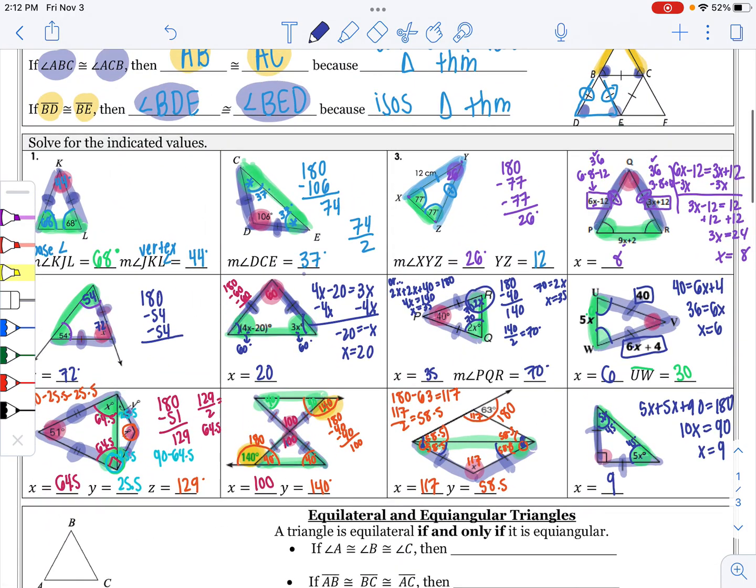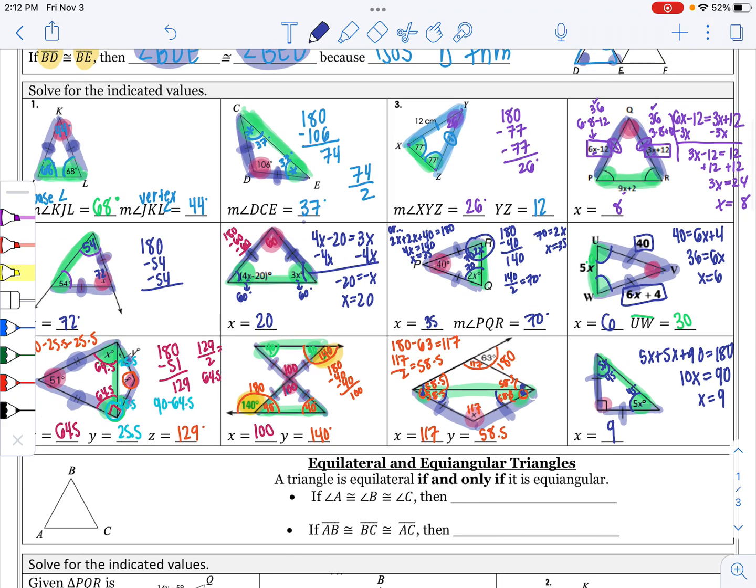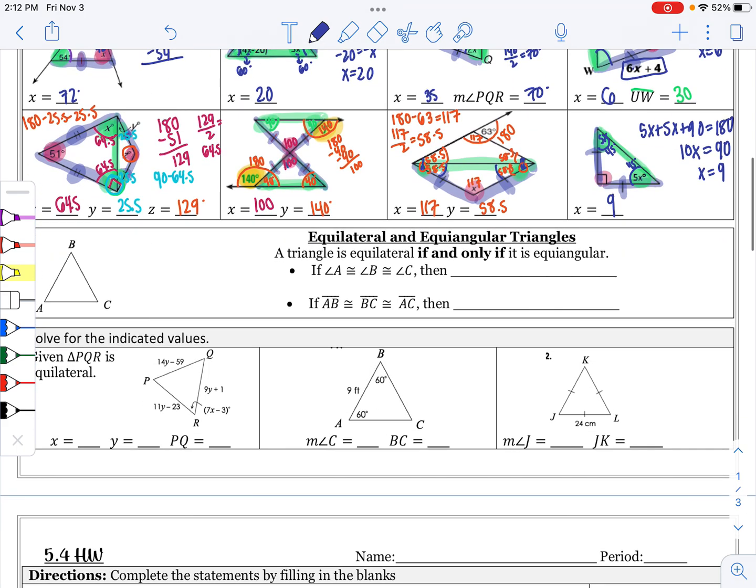So if you zoom out, goodness, y'all, we just did a ton of questions. That is like every kind of isosceles triangle that will ever be thrown at you. Now you know how to do them all.